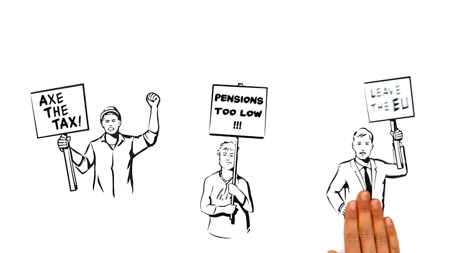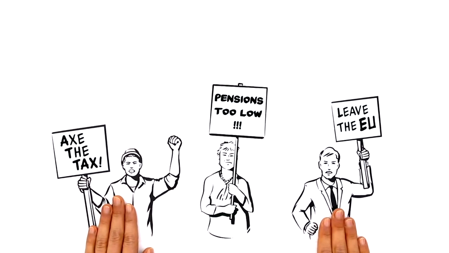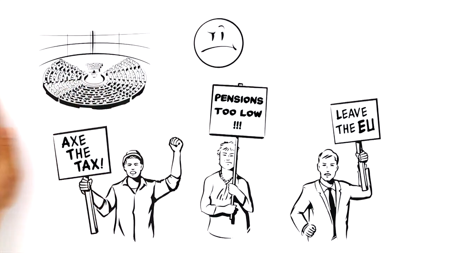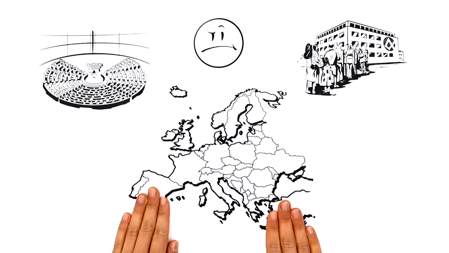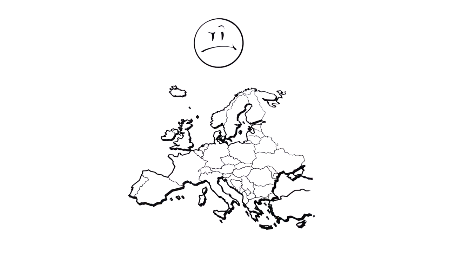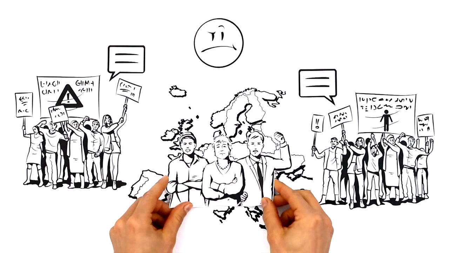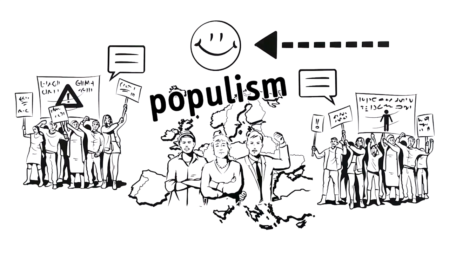Axe the tax. Pensions too low. Leave the EU. Don't we hear these kinds of slogans daily? Many people are dissatisfied with politics or other social circumstances. Particularly in Europe, this is becoming evident. More and more populist parties and movements are appearing. They promise the people changes and want to go back to the old and familiar.